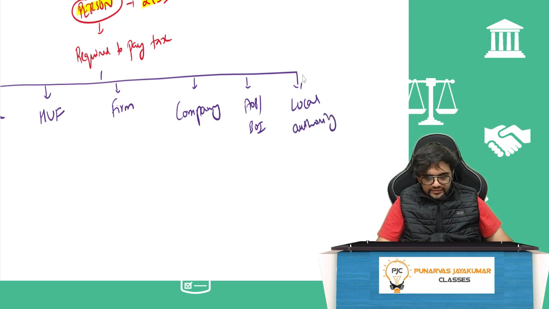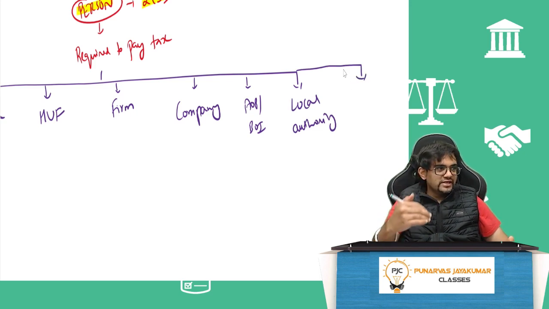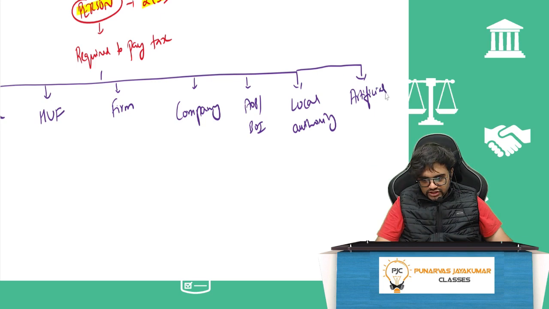Good, good, right. Bro, allow me to write. Don't keep asking questions like that. You'll tell me, but it's okay, right? Next, artificial juridical person.